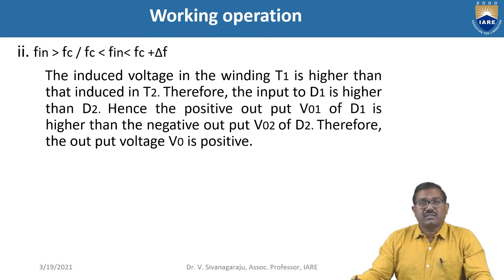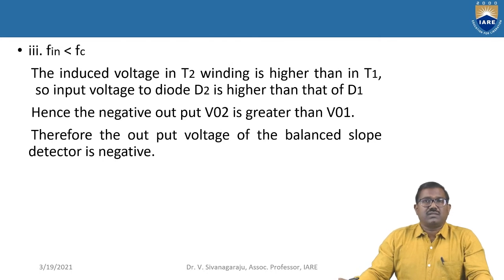Whereas the third case, that is Fin less than Fc. In this case, the induced voltage in the T2 winding is higher than in T1. So the input voltage to diode D2 is higher than that of D1. Hence, the negative output V02 is greater than V01. Therefore, the output voltage of the balanced slope detector is negative.